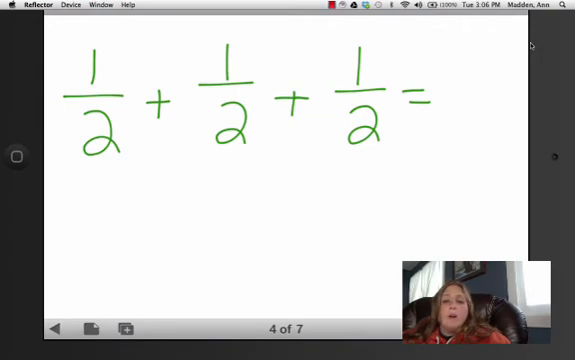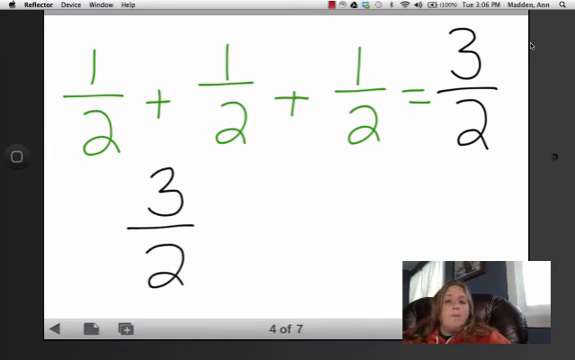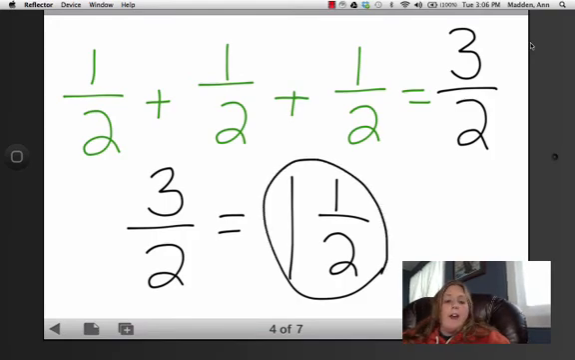My answer is reduced down into simplest form. 1/2 plus 1/2 plus 1/2. All my denominators are 2. 1 plus 1 plus 1 is 3. This one is not in simplest form because it is an improper fraction. Remember, with improper fractions, the numerator is bigger than the denominator. What I need to do is think how many 2's are in 3. There's 1 whole 2 in 3. I have a remainder of 1, and my denominator stays 2. 1/2 plus 1/2 plus 1/2 equals 1 and 1/2.